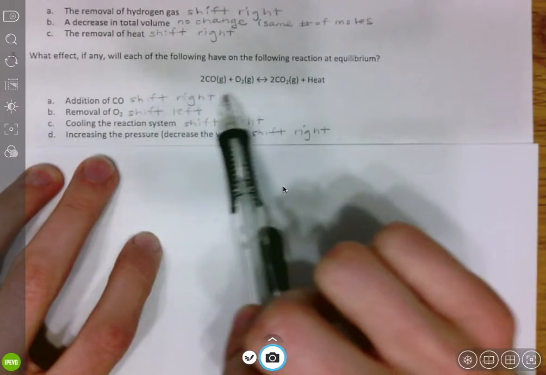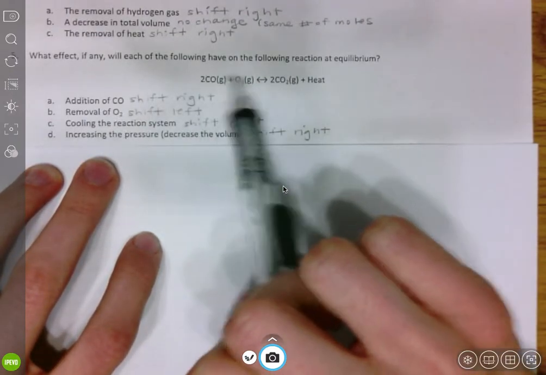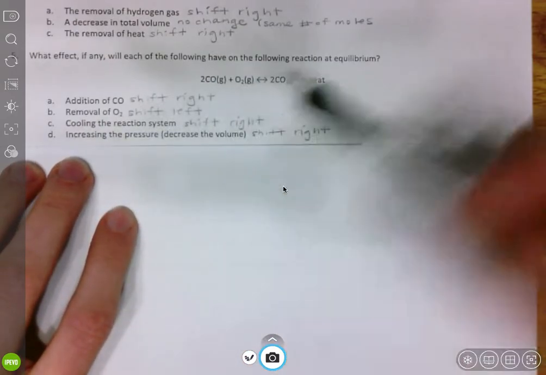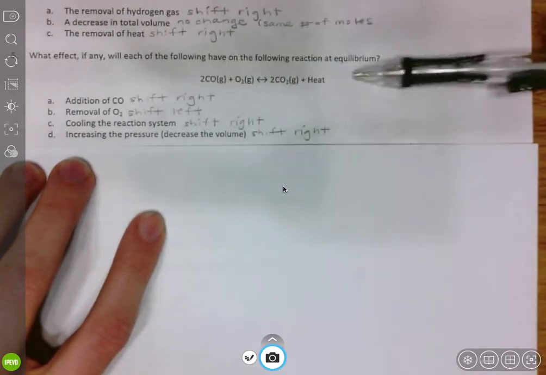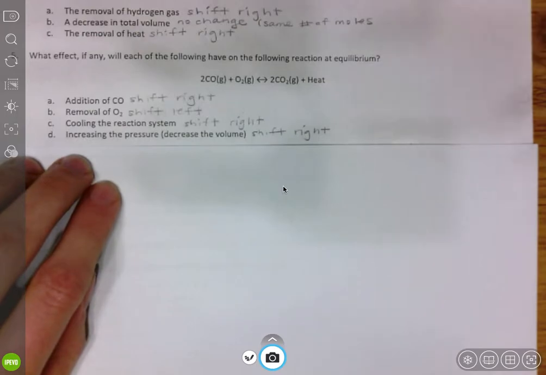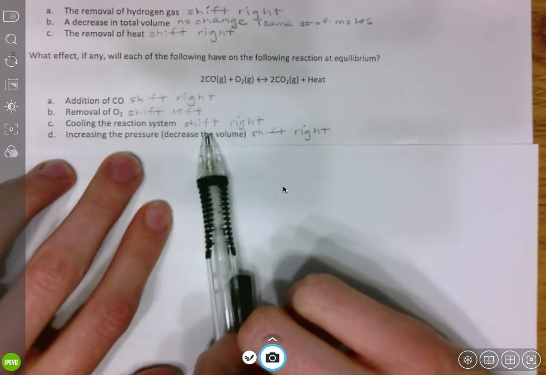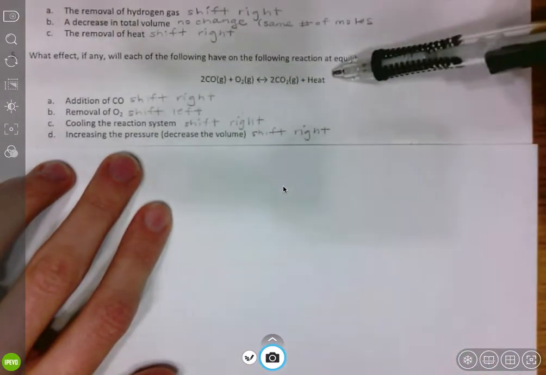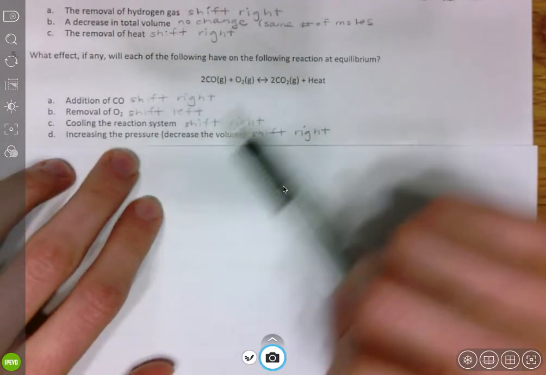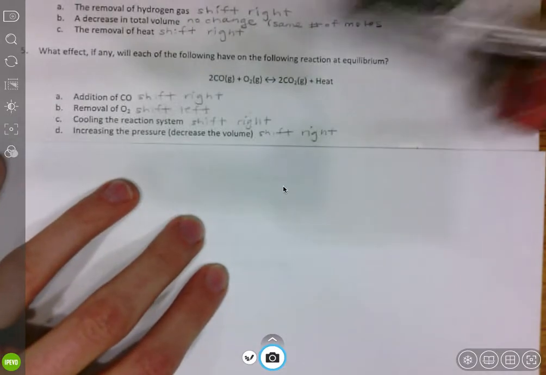If we are adding CO2, we're adding a reactant, so we're going to shift towards the product. We're going to use up that reactant and shift to the other side. If we're removing oxygen, that means we're shifting to the left to produce more oxygen, to fill that hole where we took out oxygen. Cooling the reaction system, so we're going to be shifting to the right to produce heat. If we're cooling it down, we want to produce some heat to heat it up.